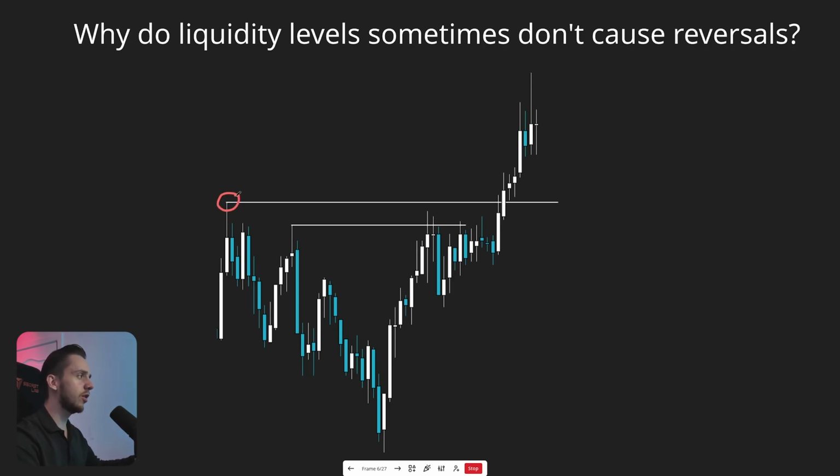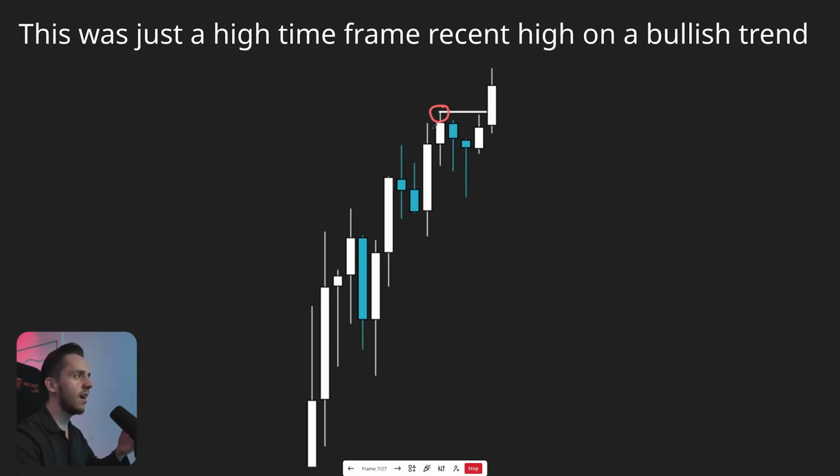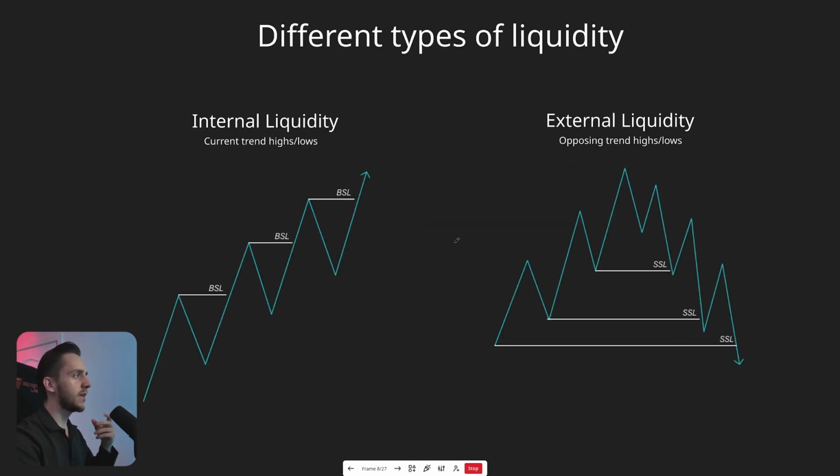This liquidity on the 1 minute doesn't really matter if it was a recent high on the 15-minute chart in a bullish trend. Why? Because bullish trends will have higher highs and higher lows. So if you mark this as liquidity, you'll never get that reversal, because you're in a bullish trend and you expect these highs to go. This is what I like to call internal liquidity. Internal liquidity will be the current trend's highs and lows that you expect price to take.